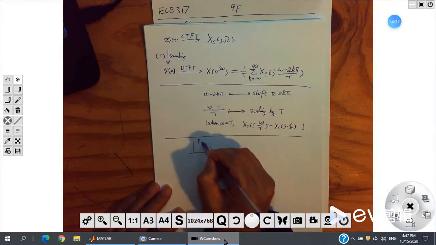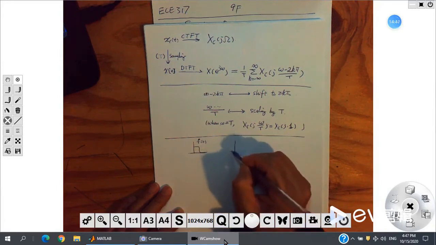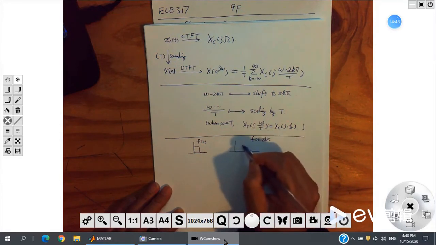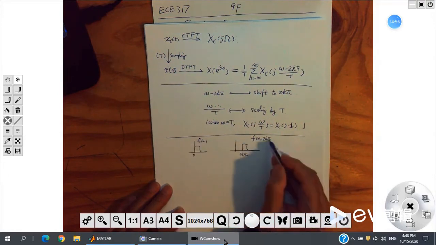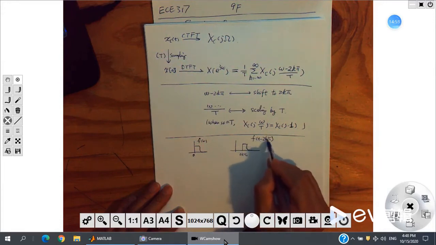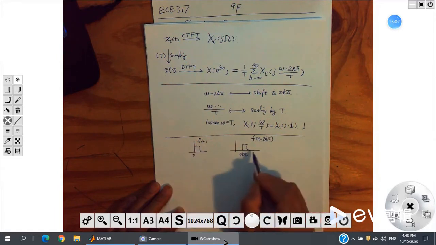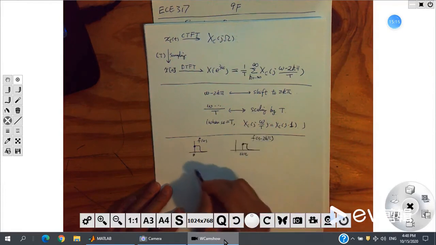If this is f of t, then f of t minus 2k pi will be shifted. Here's 0, here's 2k pi, shifted to 2k pi. When t equals 2k pi, you plug in here, you get f of 0. F of 0 is this point. So when t is 2k pi here, this value will be the same as this value.